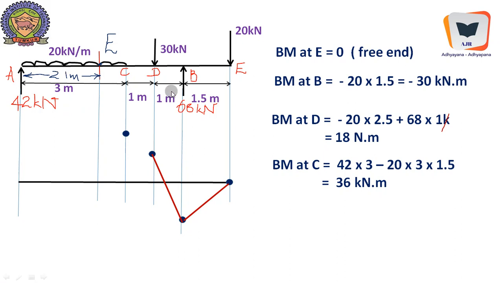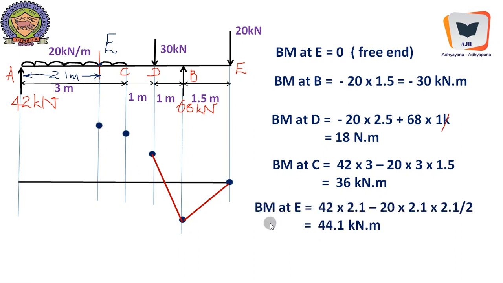We need not come from this side. So avoiding drudgery, we can come from the left side. So 42 into 3 due to this reaction, minus 20 into 3 into 1.5, the negative bending moment due to applied load, that is UDL. So it becomes 36 kilonewton meter. So here it is 36 kilonewton meter, and here we will calculate. It is at a distance of 2.1 meter.